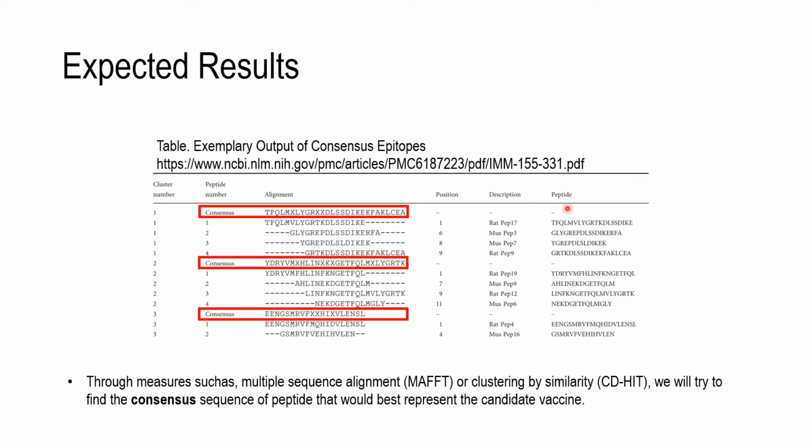So what we're expecting in our results is to put the predicted peptides for MHC1, MHC2, TCR, and BCR together, and we will try to align them to form a consensus sequence. Through measures such as multiple sequence alignment using the MAFFT algorithm, or clustering by similarity using the CD-HIT algorithm, we will try to find the consensus sequence of peptides that would best represent the candidate vaccine.